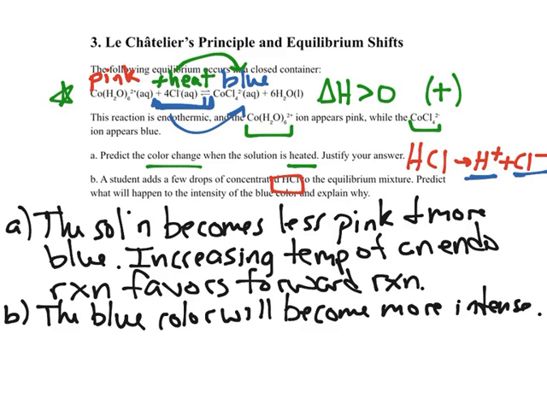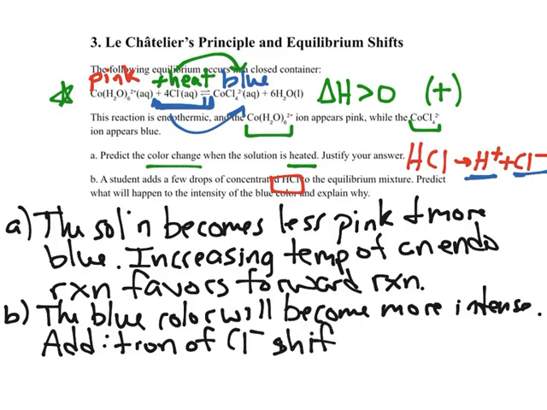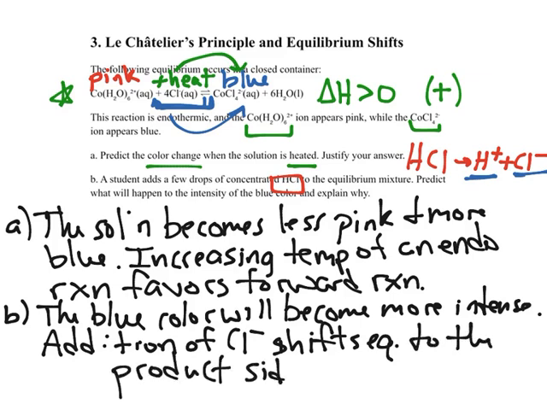For very much the same reason, the addition of those chloride ions shifts the equilibrium to the product side, which again is more blue.